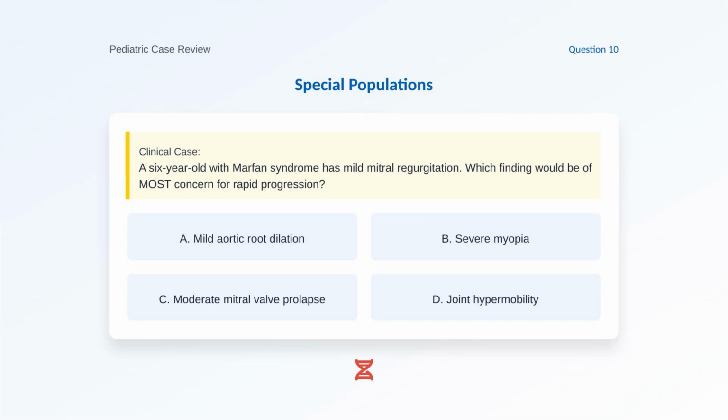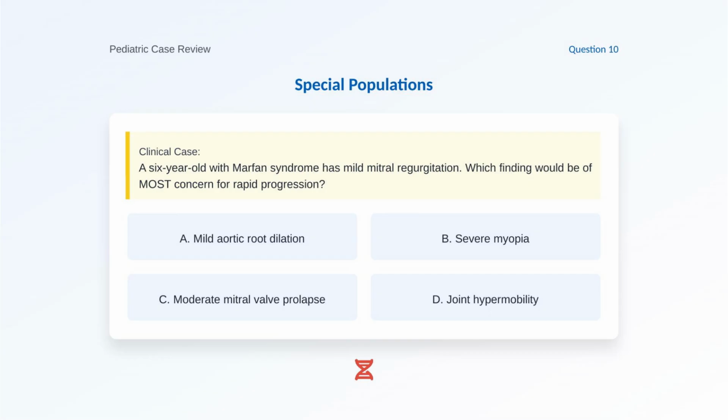The clinical case describes a 6-year-old child with Marfan syndrome who has mild mitral regurgitation. The question asks which finding would be of most concern for rapid progression of the mitral regurgitation. The options are A. Mild aortic root dilation, B. Severe myopia, C. Moderate mitral valve prolapse, or D. Joint hypermobility.